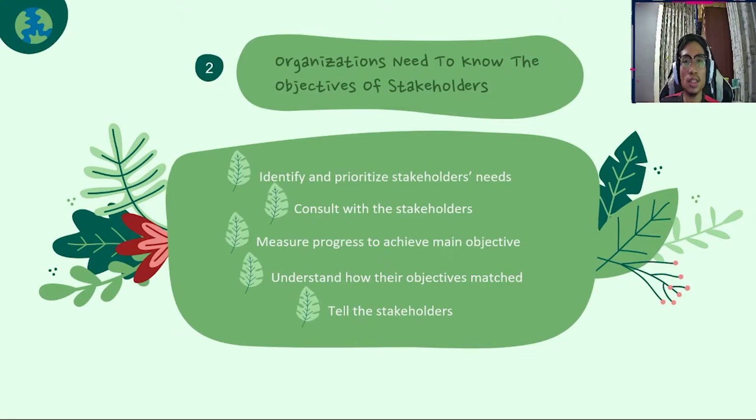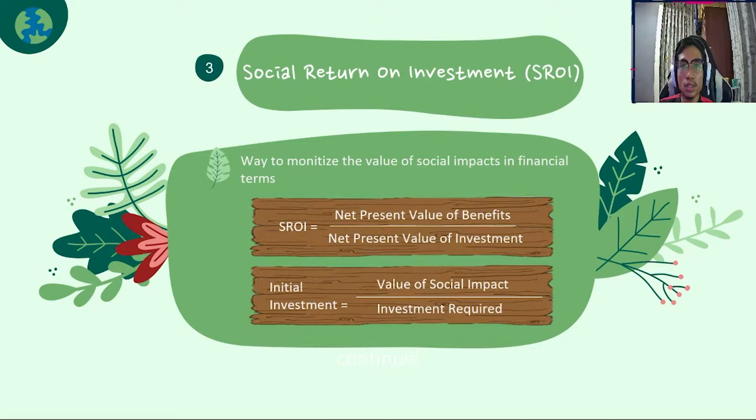As the organization carries on the activities of the program, they need to measure the value by prioritizing the stakeholder needs. For example, the organization needs to identify and prioritize the stakeholder needs by consulting with the stakeholders. Then, the organization needs to measure the progress toward the main objective and understand whether the stakeholders' objectives match or conflict with the organization's objective. Lastly, they will tell the stakeholders what the organization is doing well, where it could be improved, and the future goals of the organization.